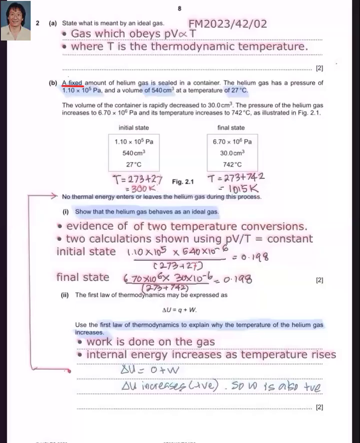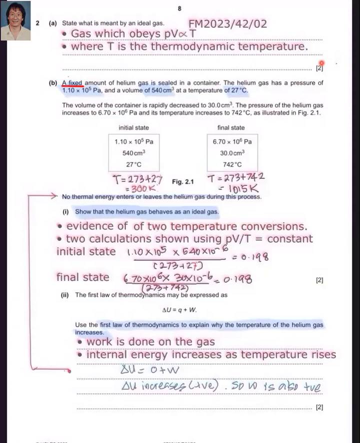This is a February-March 2023 paper, variant 42, question 2A, which carried 2 marks. State what is meant by an ideal gas. An ideal gas is a gas that obeys PV proportional to T, where T is the thermodynamic temperature in Kelvin.